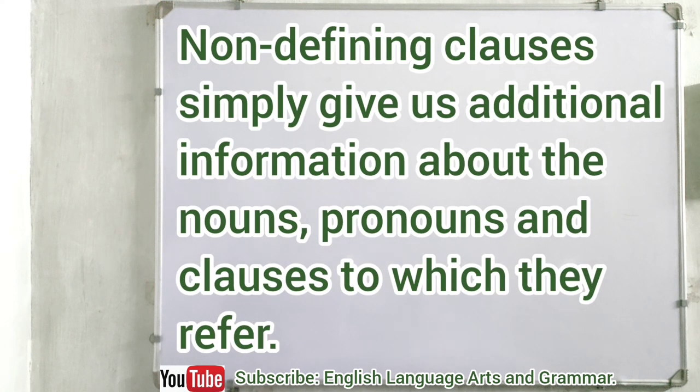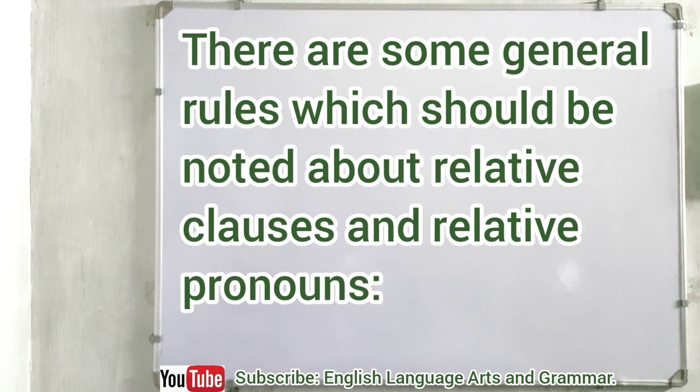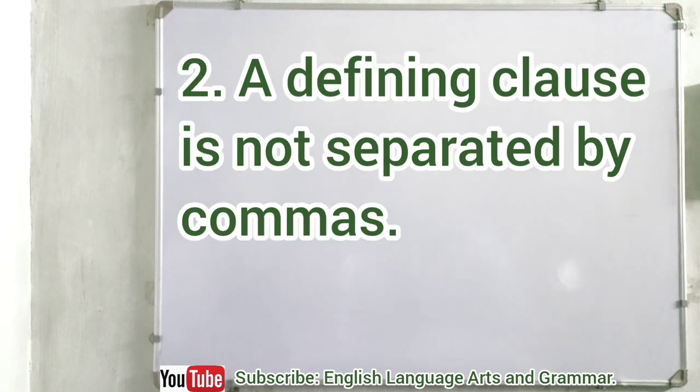Whereas the non-defining relative clause simply gives us additional information about the nouns or pronouns and clauses to which they refer. Let us learn one more example. Anwar, who returned yesterday, will come to meet us today. There are some general rules which should be noted about relative clauses and relative pronouns. Rule number 1. A non-defining clause is separated by commas. Rule number 2. A defining clause is not separated by commas.